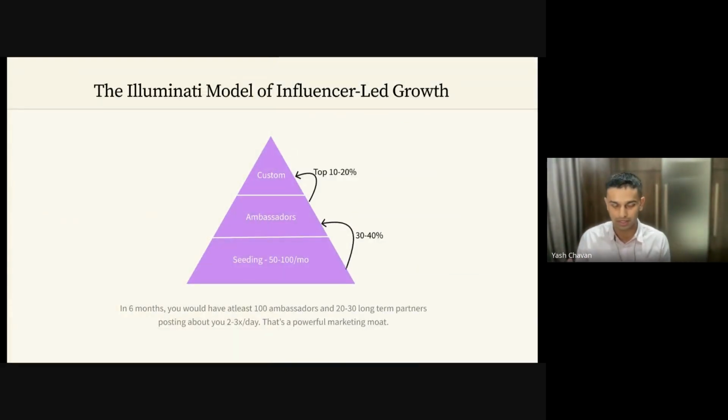This is the model. Basically, in 6 months, if you do this starting like February, by June or July, usually the numbers that we see are, you start seeding at that volume, 30 to 40% of those become ambassadors, top 10% become custom long-term deals. What you would have is this ecosystem of people that's consistently posting about you, and you don't stop seeding when you do ambassador, or you don't stop any of this. It's almost like a reverse ascension funnel where people are graduating through levels, proving themselves at every level to you.